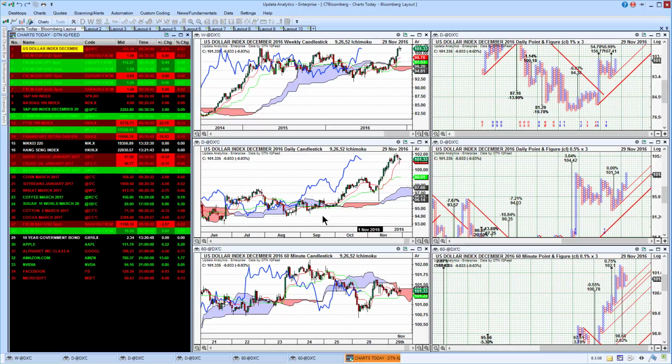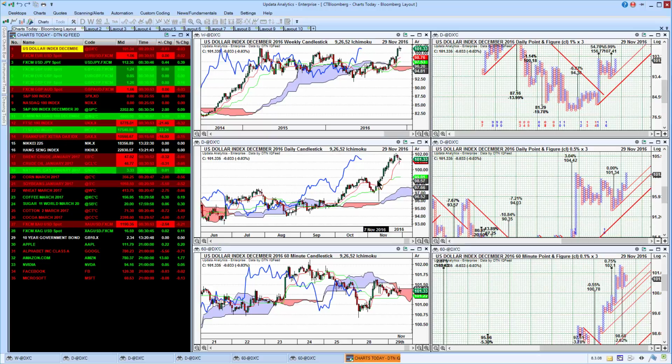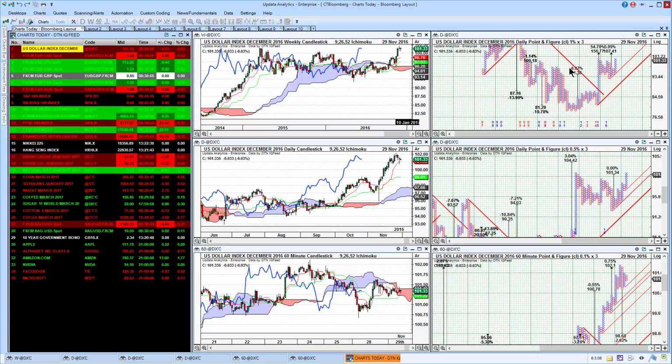The state of currencies has really been one of the most interesting things over the last several weeks, with all of the moves around the US election, and we've seen that we've really run on the dollar index. This is our weekly charts, our daily charts, and our 60-minute charts: long, medium, and short term.